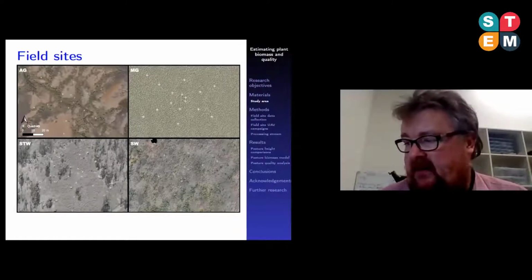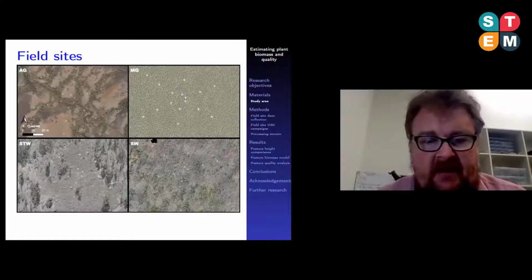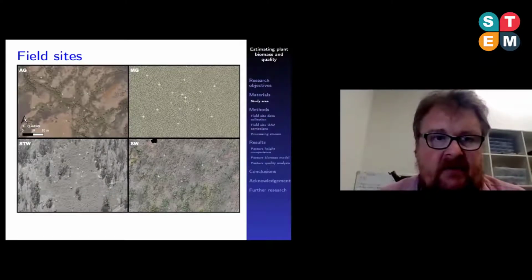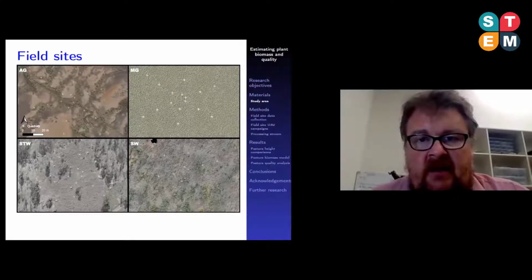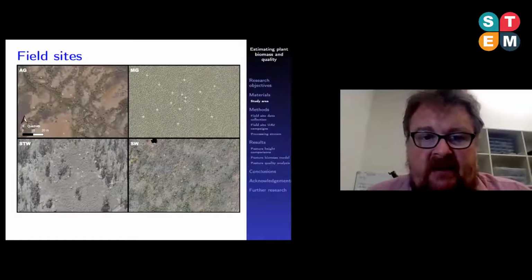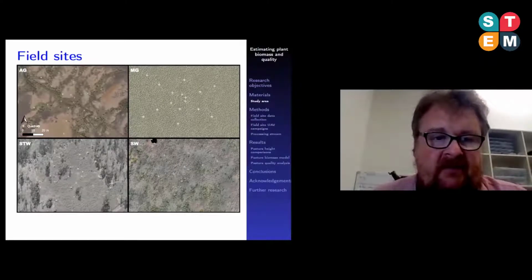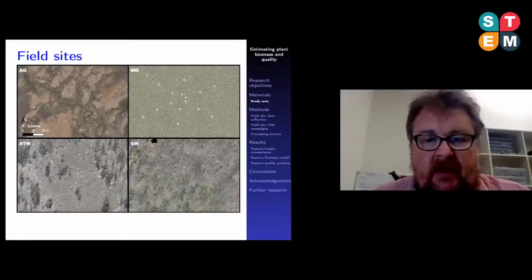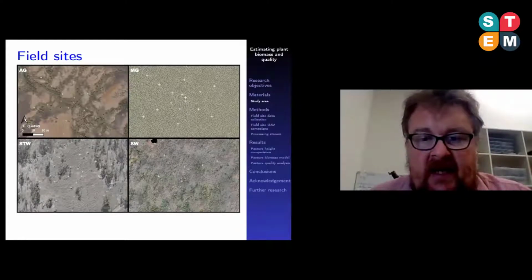This is an example of the four broad vegetation categories that we sampled. The top left is the arid grasslands. Top right, Mitchell or tussock grassland. Bottom left, a subtropical woodland. And bottom right, a typical savanna woodland.